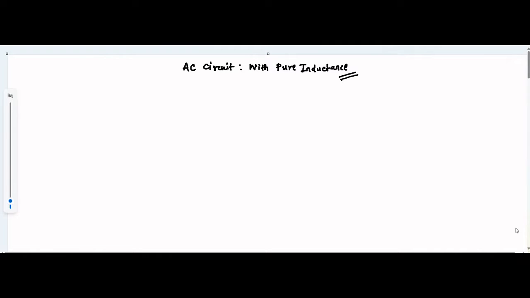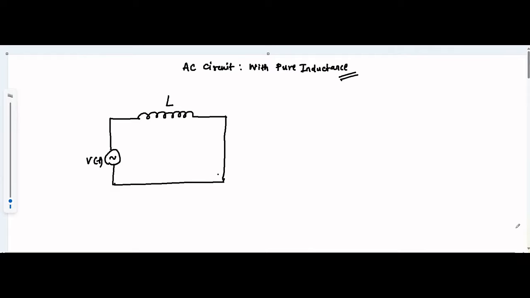So let us say we have a circuit. We have an inductor of inductance or self-inductance L. We have an alternating voltage v(t) connected to it. This will result in the flow of an alternating current.